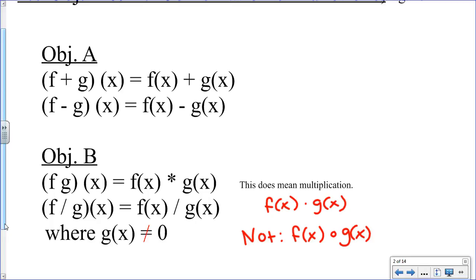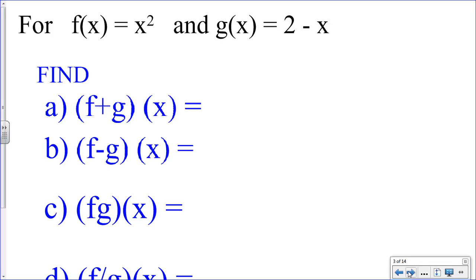Okay. And then the only thing when you're dividing, you can't divide by 0, so you just have to make sure that whatever you plug in for x is not going to give you 0 in the denominator. Okay. So let's do this example.